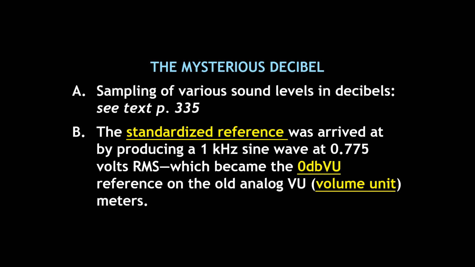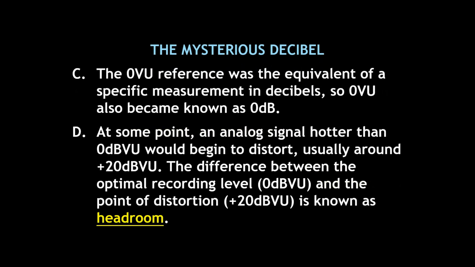Basically, try to understand that in terms of whether you're talking about the real world experience or what we're talking about in the studio. So as far as what we're talking about in the studio, the 0 VU reference was the equivalent of a specific measurement in decibels, so 0 VU also became known as 0 dB. So that's how that came about. At some point, an analog signal hotter than 0 dB VU would begin to distort, usually at around plus 20. The difference between the optimal recording level and the point of distortion is known as headroom.